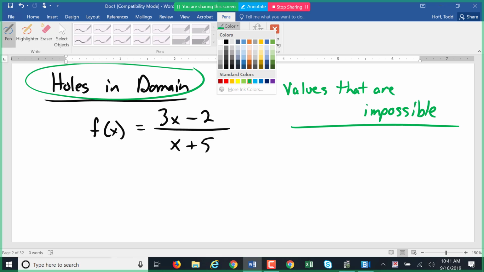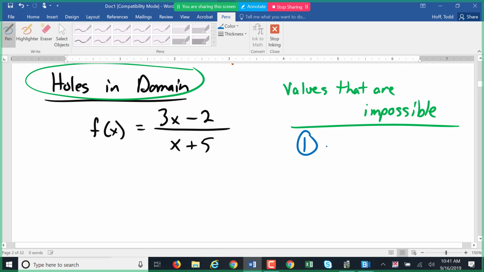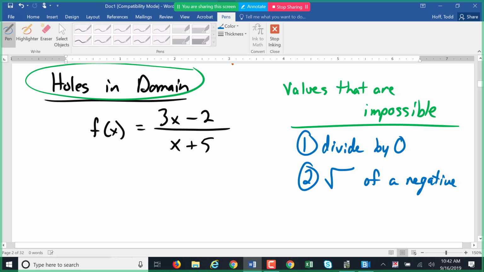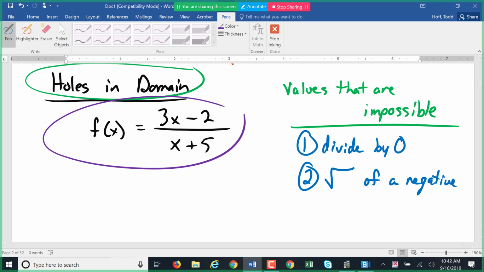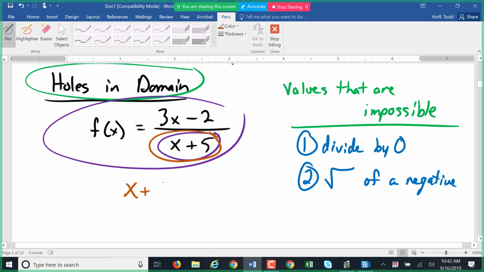There are two things that we cannot do. One, this is the most common one, we cannot divide by 0. And two, as long as we're working in the real numbers, we cannot take the square root of a negative. So when I look at this function here, because it is a rational function, we are dividing by an expression that has a variable in it. You know, if it were just over a number, we wouldn't have any issues. But we have to make sure that that denominator does not equal 0. So x plus 5 cannot equal 0.